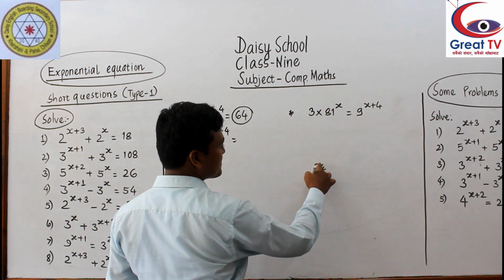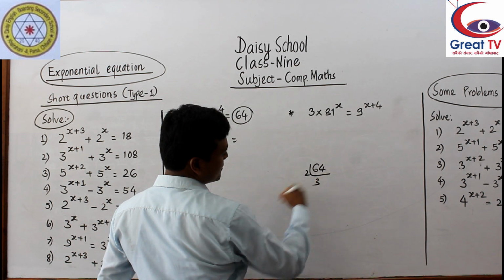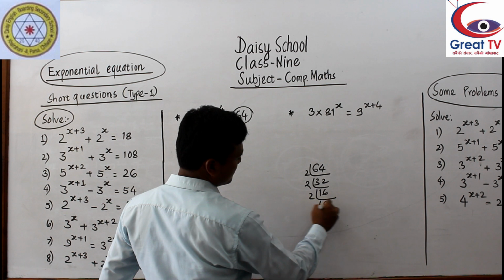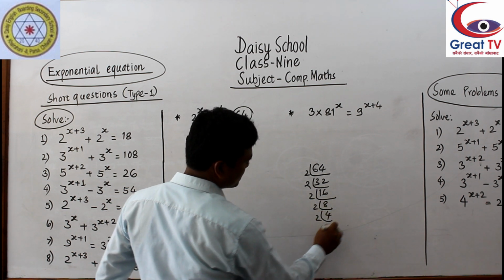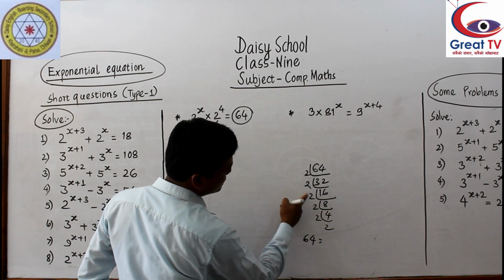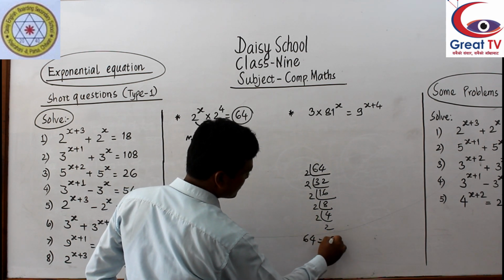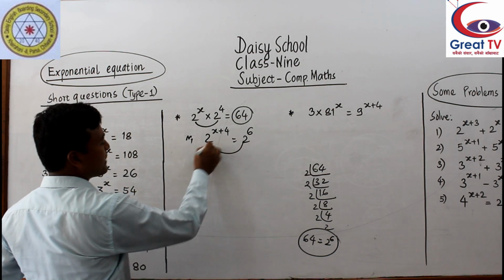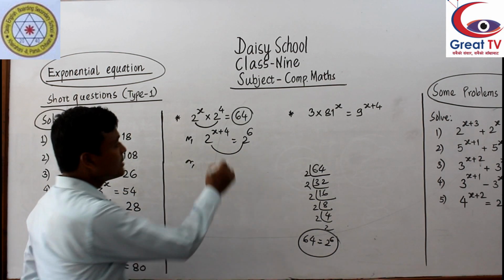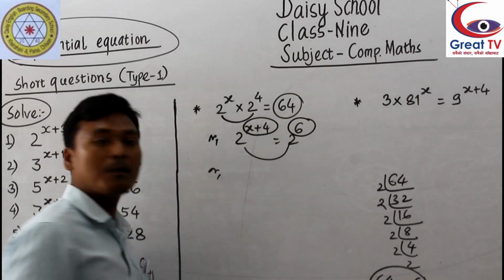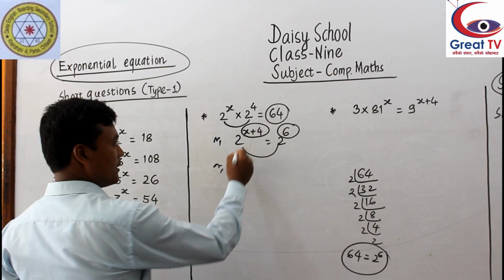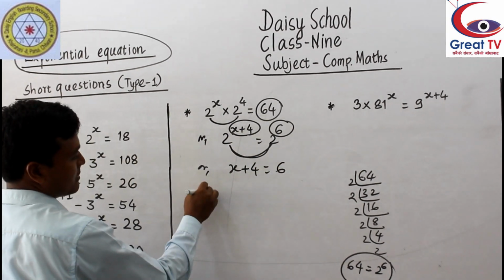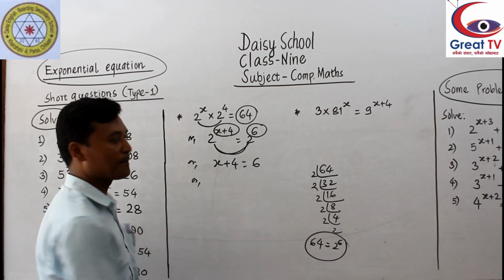If you find the prime factors of 64: 2 times 32 is 64, then 2 times 16, 2 times 8, 2 times 4, and 2 times 2. And 64 equals 2 to the power 6, counting 1, 2, 3, 4, 5, 6. So writing 2 to the power 6 in place of 64. Now check, the bases became the same. And use the same concept which we have already used in our previous class: if the bases are the same, the powers are equal. That is, x plus 4 equals 6. Then solve it to get the value of the variable.